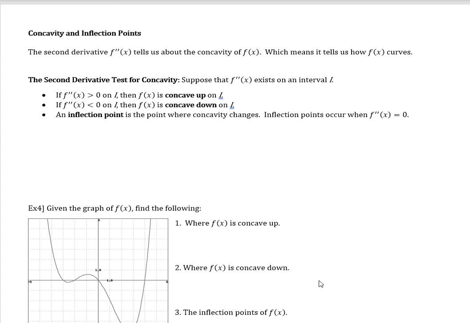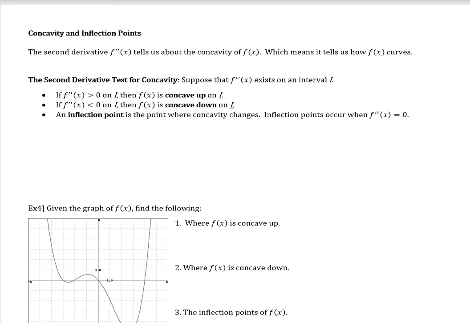So if they say anything about concavity, and you're going to see down here, concave up, concave down, as soon as you see that vocabulary, you want to think second derivative. And same deal with inflection points. If it says something about an inflection, you want your second derivative. Okay, and the second derivative tells us the concavity, which tells us how f of x curves. So I'll show that in this space here.